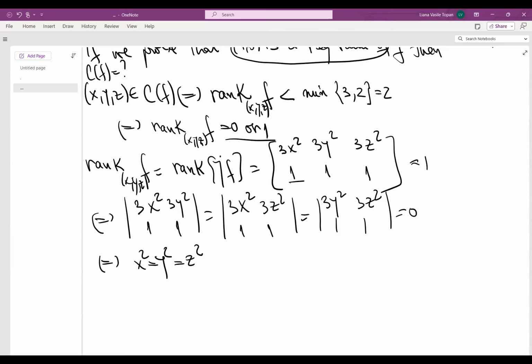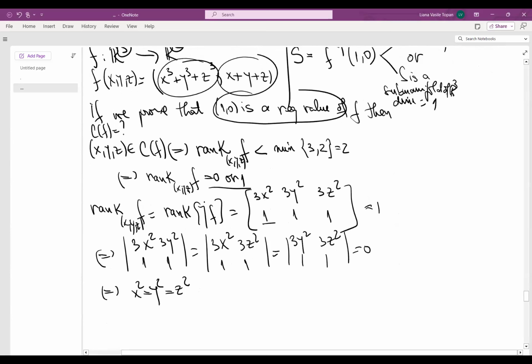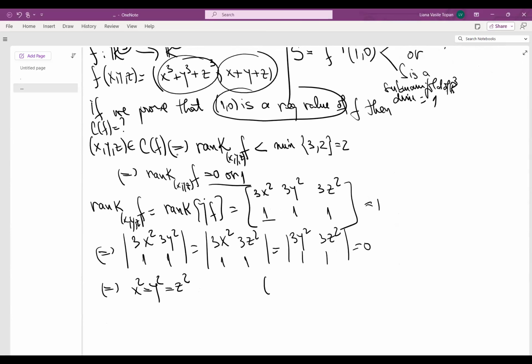Now, what are the values of f at a critical point? So we'll have something like this: x, plus minus x, plus minus x, right?